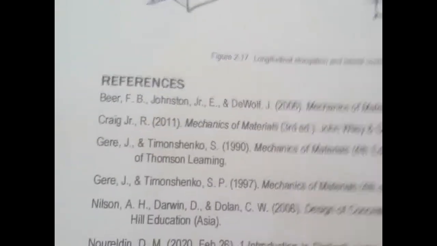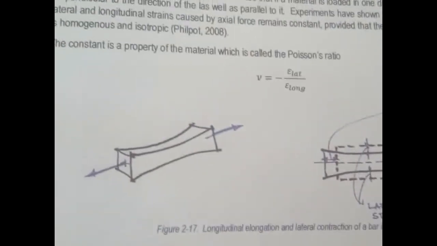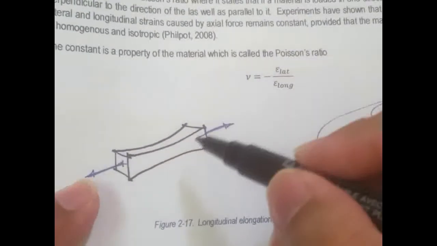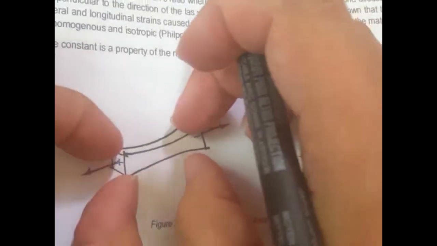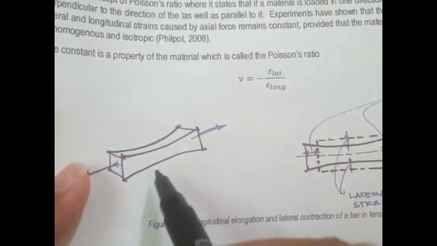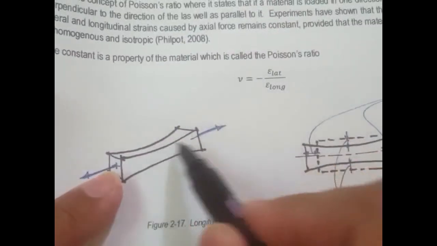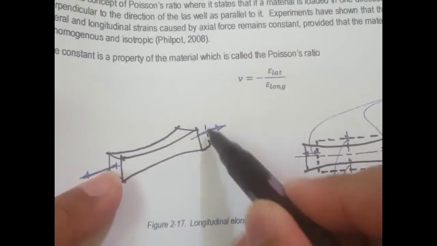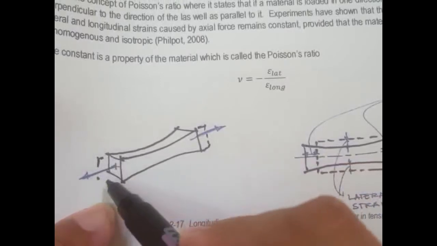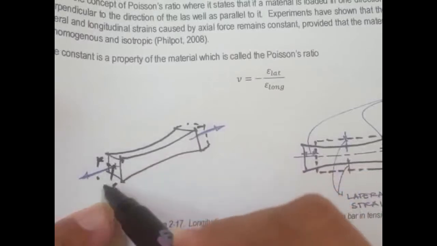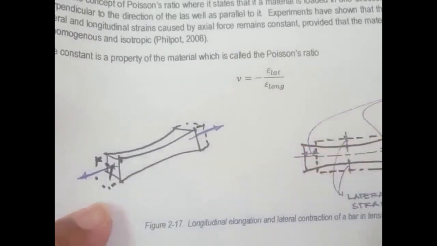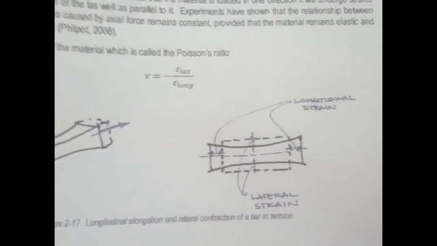I guess that's all, or we still have another concept right here, the concept of Poisson's ratio. What that means is that if I have a uniaxial loading, if I elongate this material in this direction, we have an elongation in this direction, but in this lateral direction we have a contraction. Something like this.